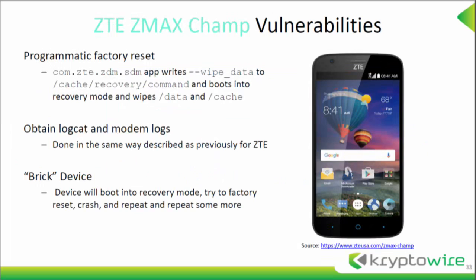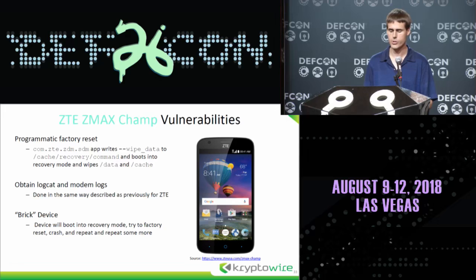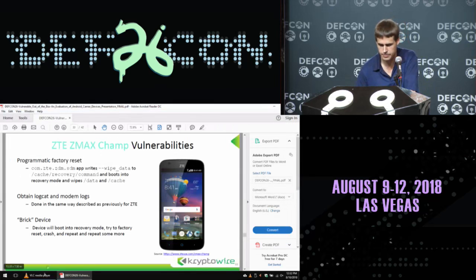So moving on to the ZTE ZMax Champ device. There's a pre-installed platform app here, which will just allow any application on the device to cause a factory reset, resulting in potential data loss for the user. There's also a way to get the logcat logs and modem logs that were described previously. And if you have just the standard zero-permission third-party app, with a standard template with all the callbacks, you can make this device non-functional with essentially one line of code by sending a broadcast intent to a specific app, and we have a video showing that.